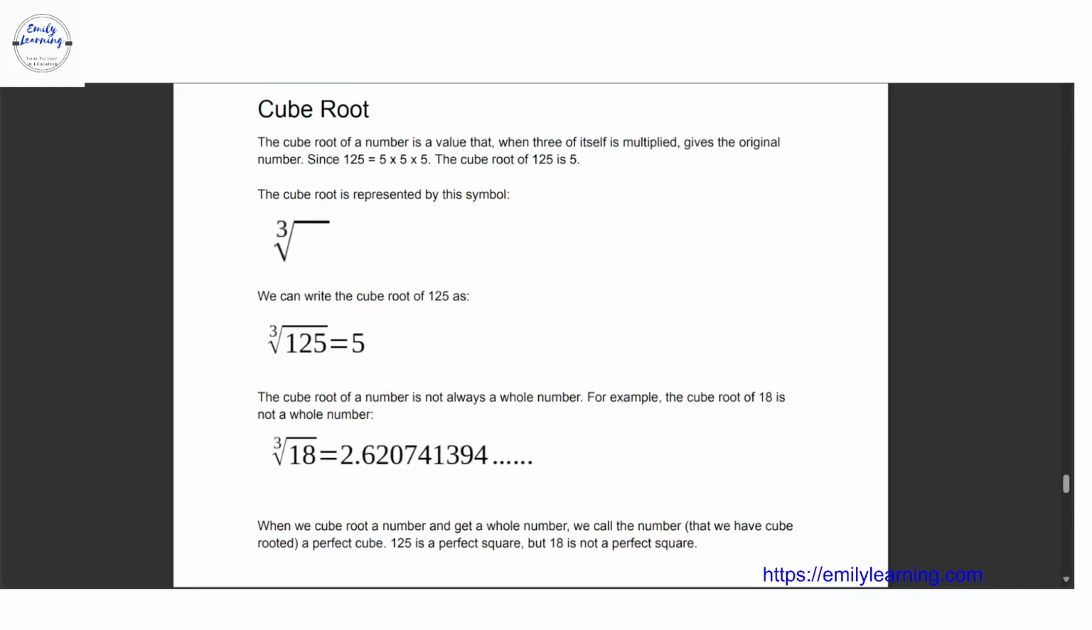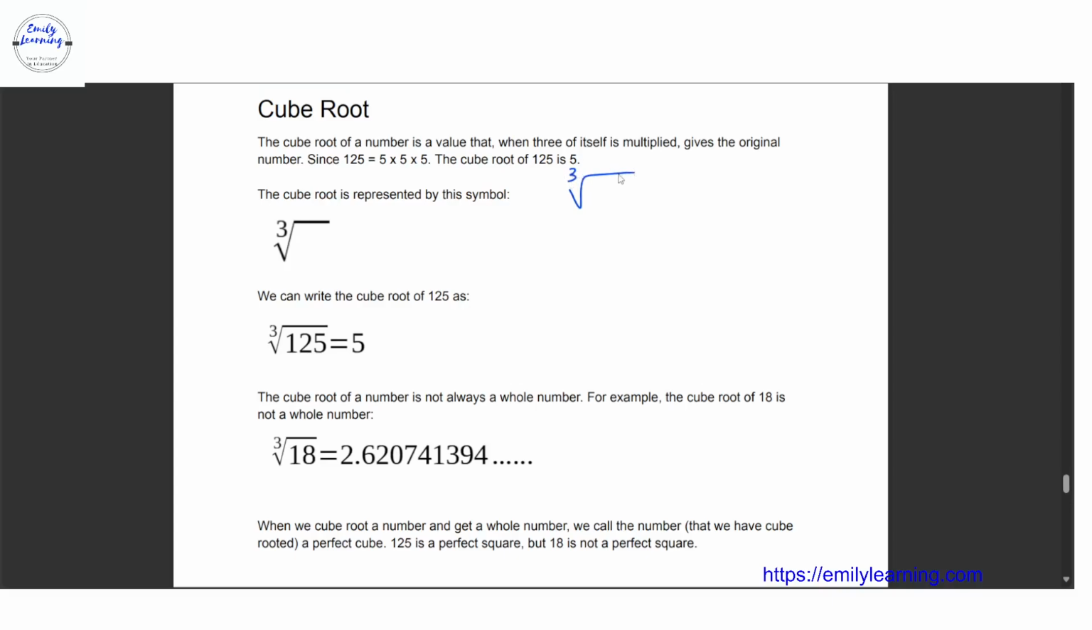In this lesson, I'll be going through cube root and how to find the cube root of a perfect cube by prime factorization. So let's get started. So what is cube root? A cube root of a number is a value that when 3 of itself is multiplied gives the original number.